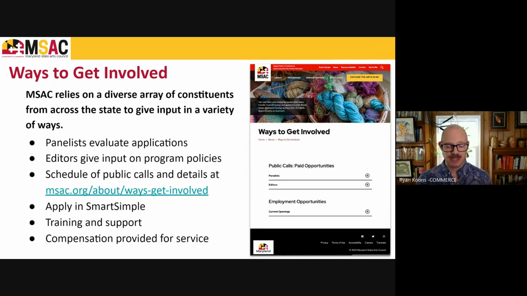Again, this is paid work, and the application is made through our online grants management system, Smart Simple, and I will be sharing more information about panelist work a little bit later. But you can find more information on that at our website, msac.org, under the About menu in ways to get involved.